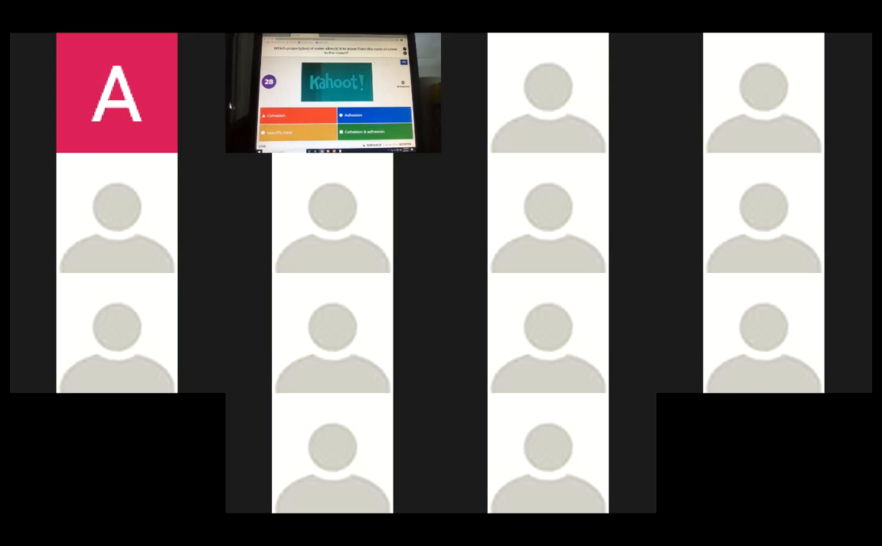Which property of water allows it to move from the roots of a tree to the crown, or multiple properties? So the crown is the top of the tree.